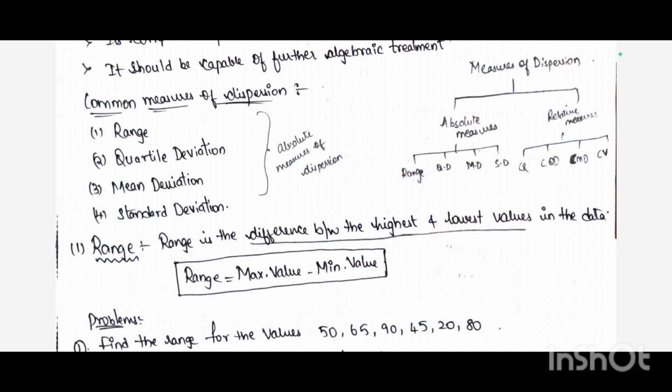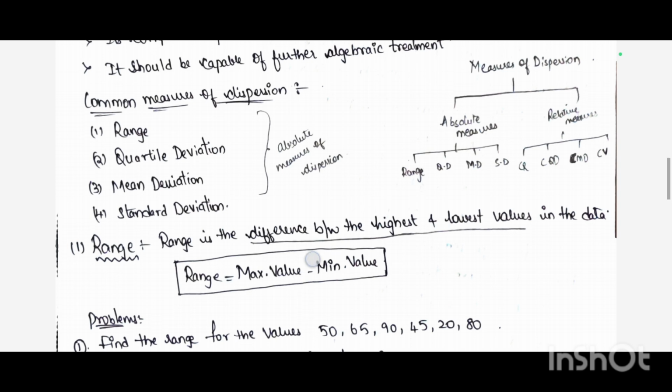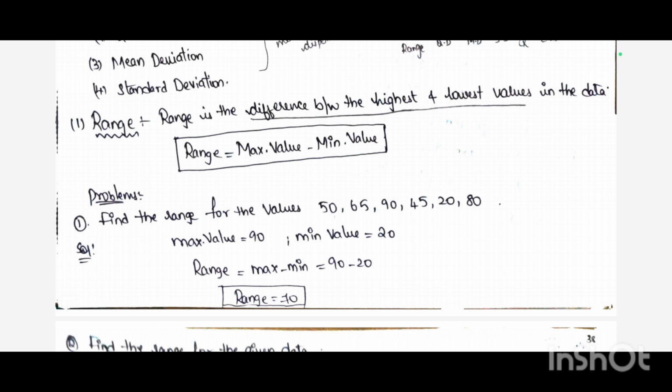Range. What is range? Range is the difference between the highest and lowest values in the data. Range is denoted by the capital R. R equals maximum value minus minimum value. For discrete data we have the calculation, for discrete frequency data also we have the calculation, and continuous frequency data also we have the calculation.